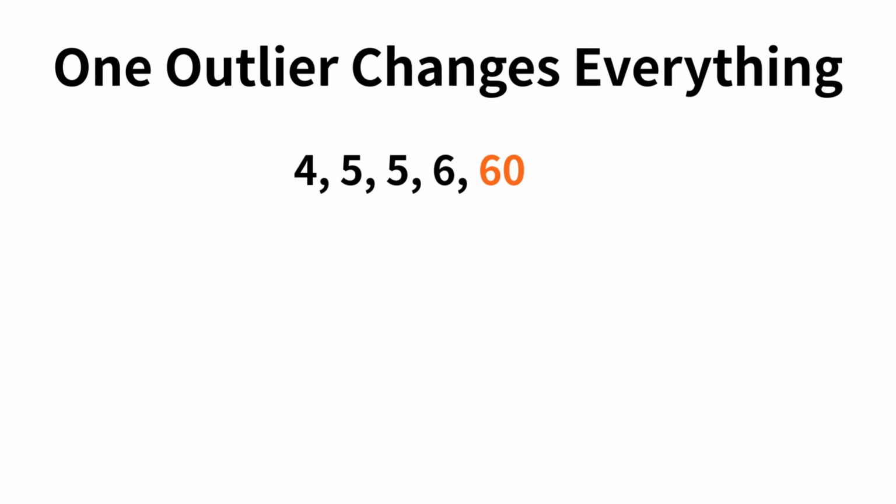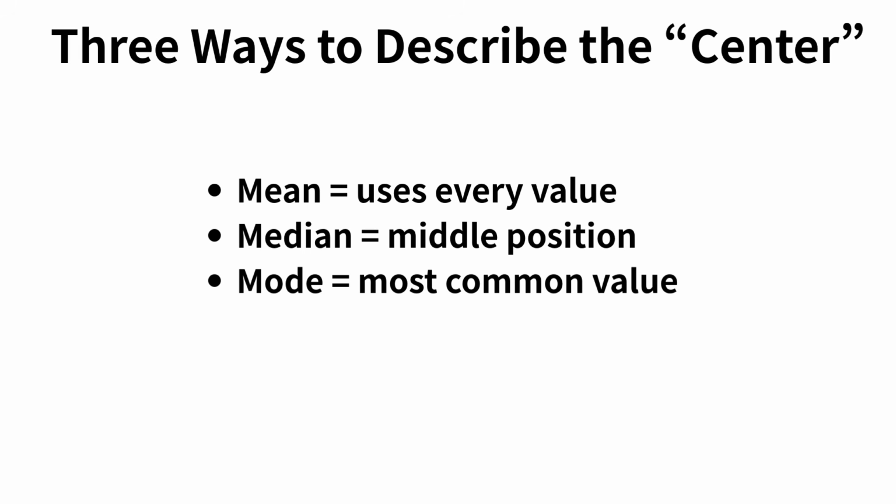Here's the SAT trap. 4, 5, 5, 6, and 60. One outlier. Which center changes the most, mean or median? To answer that, you need 3 tools: mean, median, and mode. Let's define each one, then you'll see exactly why outliers pull the mean.